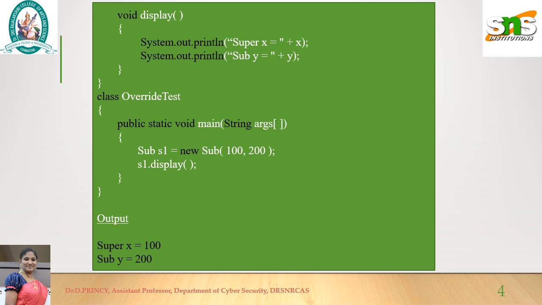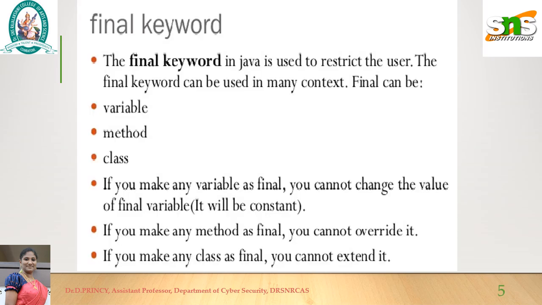Now I'm going to explain how this method is executed, which method should be called first, or which method should be matched. I'm creating an object of the subclass, sub s1. So s1 is an object of the subclass. When I call s1.display, it goes to the subclass display method. So the result is 120. When you access the method through the subclass object, that method will be executed.